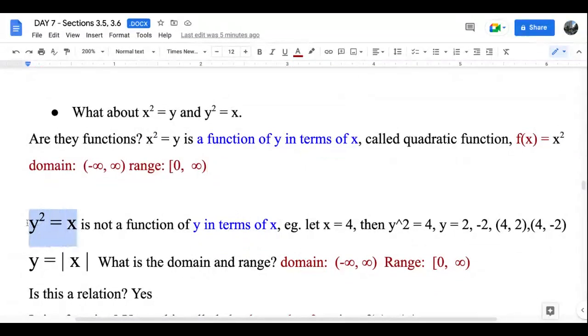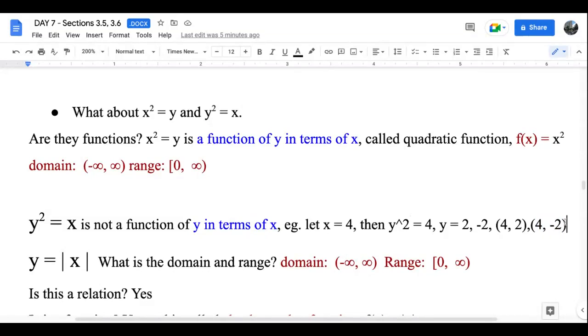Then you may say, what's wrong with this one? Why can't I make this a function? It's not a function of y in terms of x. Why? Because if x equals 4, then y can be 2 and negative 2. We get two ordered pairs: (4, 2) and (4, negative 2). So one x value corresponds to two different y values.